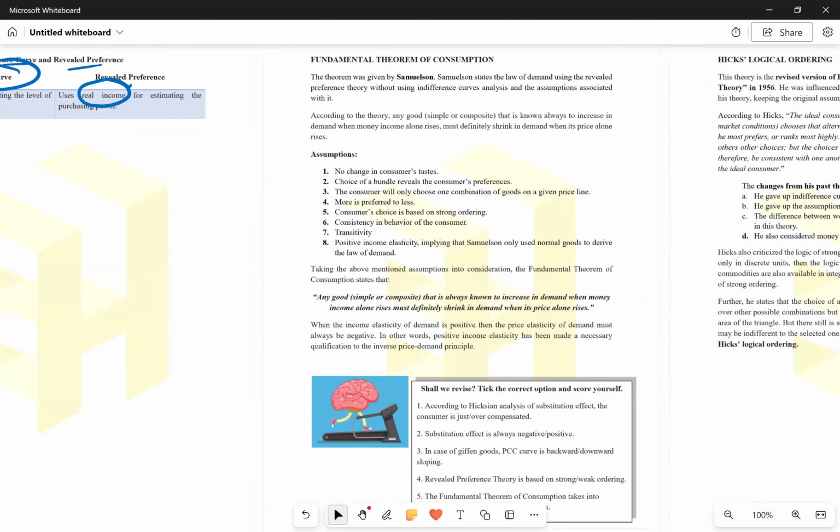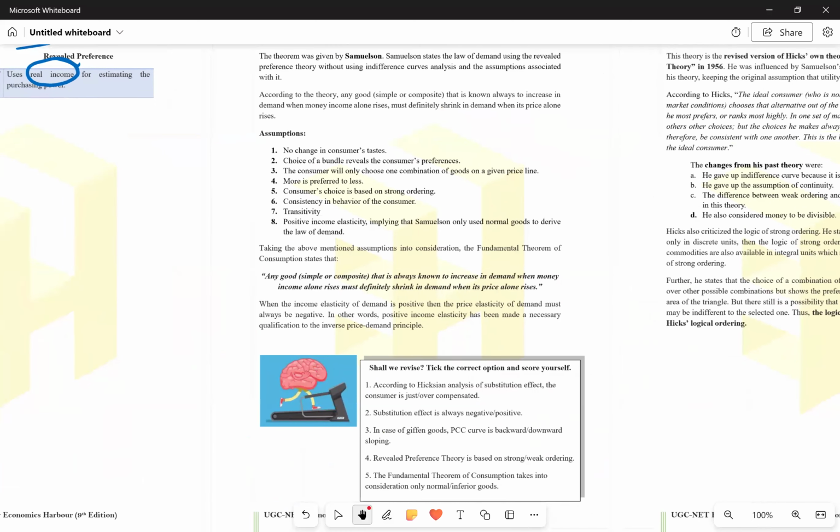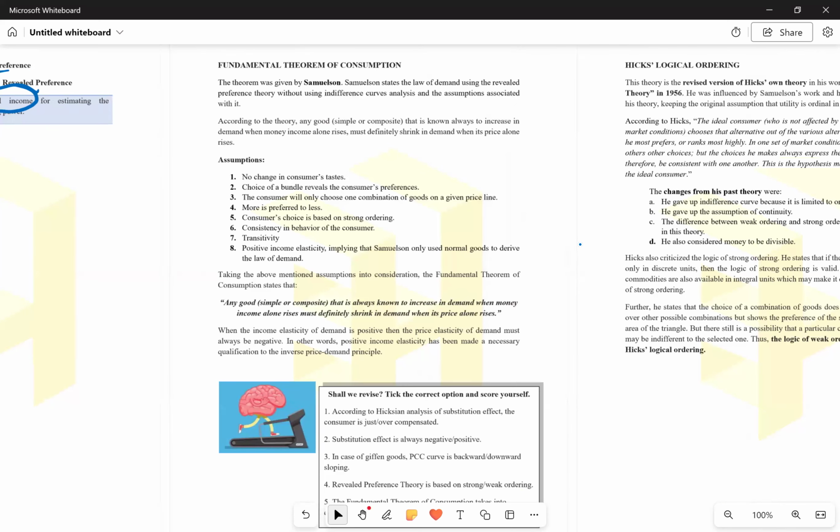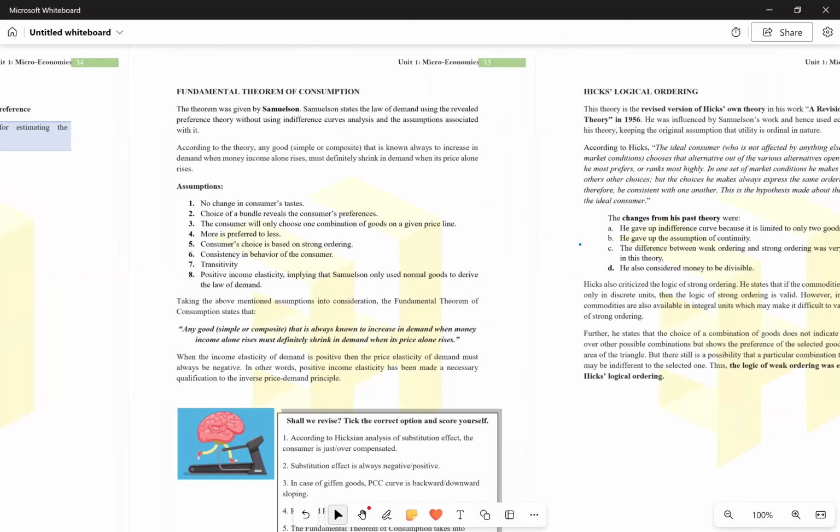Okay, so I'll just take a few more minutes because I want to finish this theory, as we'll start off with production theory from next week. Okay, so the fundamental theorem of consumption. This was given by, again, Samuelson. When he was criticized so much, he thought that we should include certain aspects as well. So he used the revealed preference theory to state the law of demand. But he didn't use indifference curve analysis. He did state the law of demand in this case.